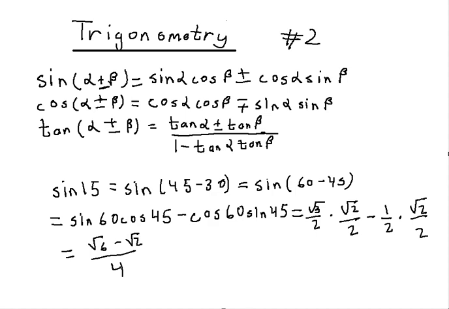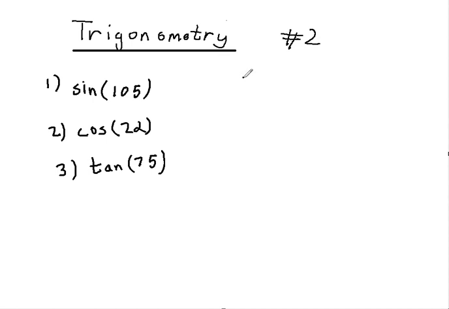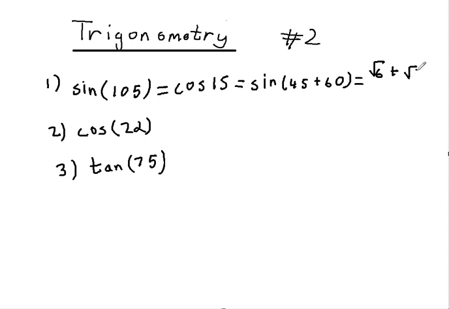So now memorize the formulas and try these three problems. Pause the video and see if you can figure out how to solve these problems. So for the first one, we can either use the complementary rule to write it as cos 15, or we can just write it as sine 45 plus 60, and then solve from there. I'm not going to show the work here, but eventually we're going to get something like root 6 plus root 2 all over 4, if you use the compound angle formulas.